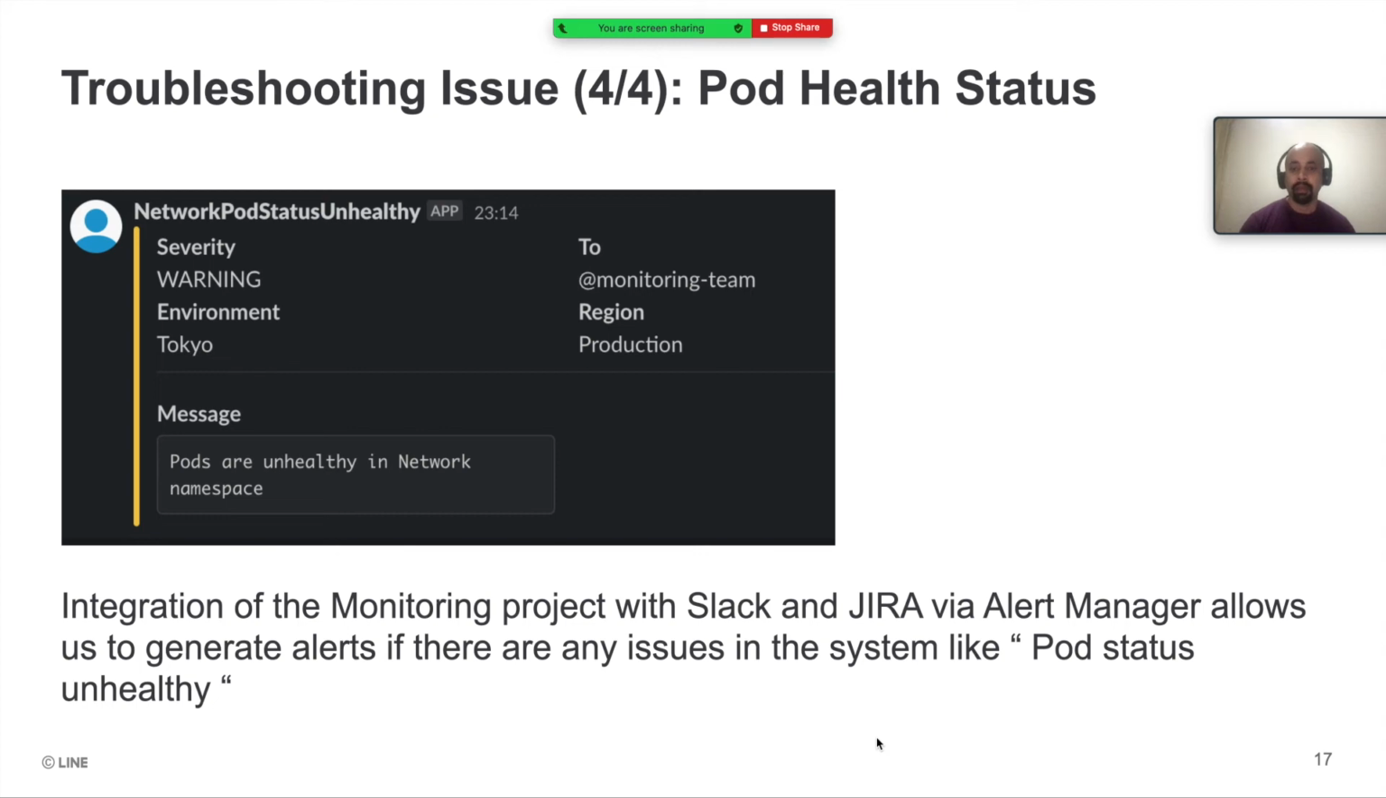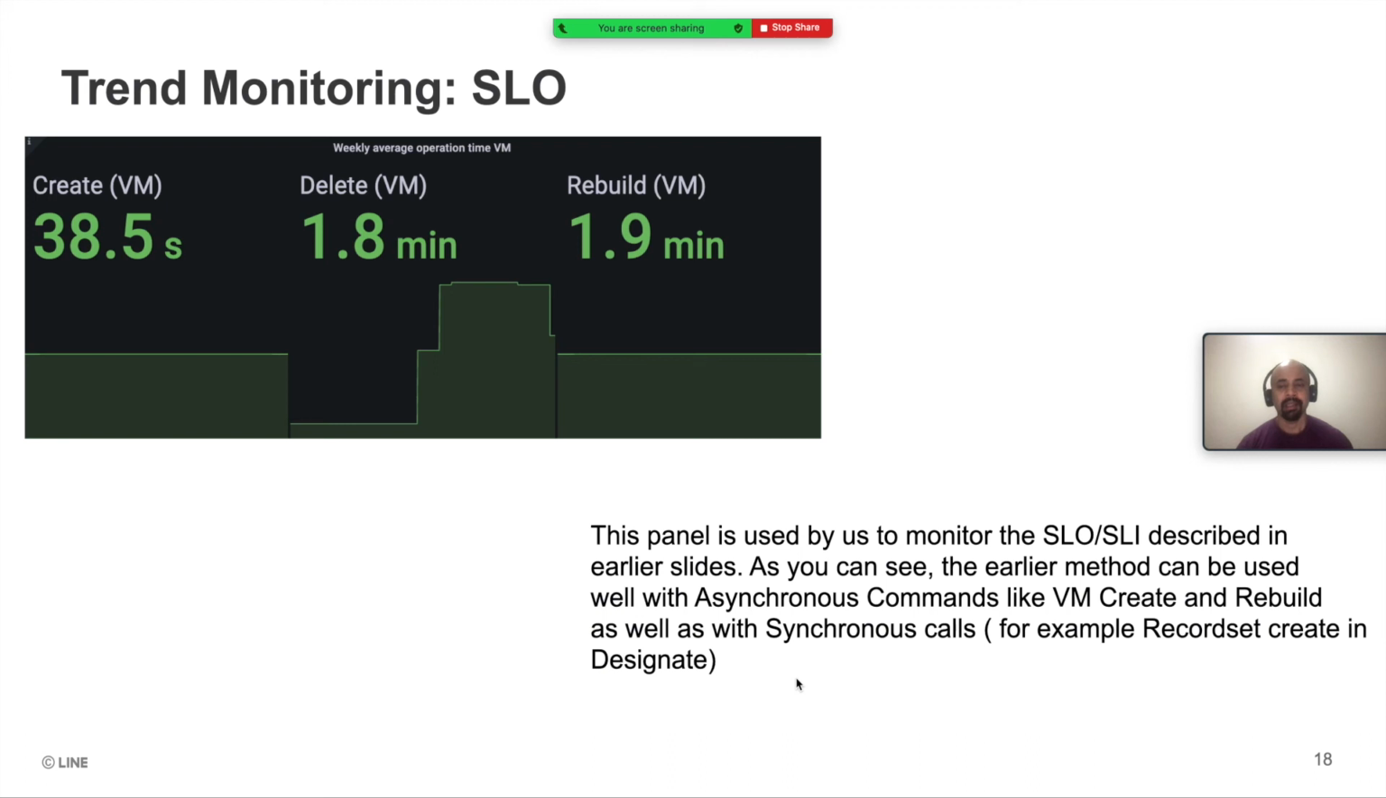And finally, this slide basically demonstrates how we can integrate Slack into the cluster monitoring system, so that if there is an alert, if there is an issue which comes at an odd time, like at night, then an alert can be generated on Slack, and the monitoring team or any relevant team can be notified about the issue as soon as possible. Then quickly going through the trend monitoring part.